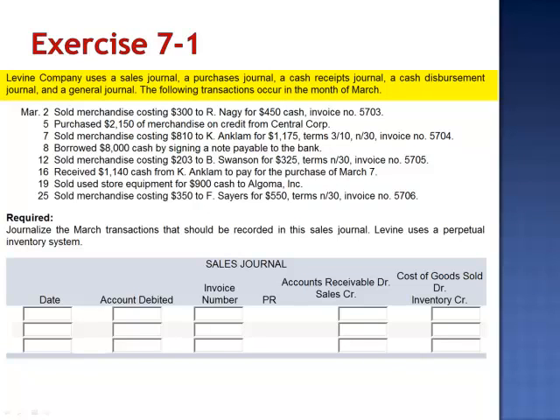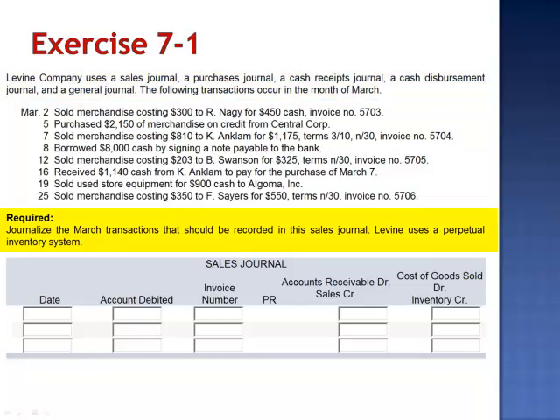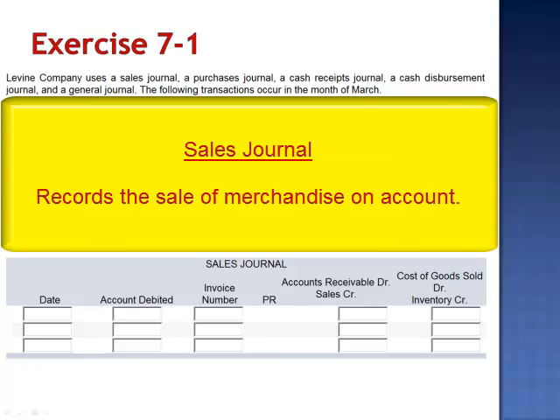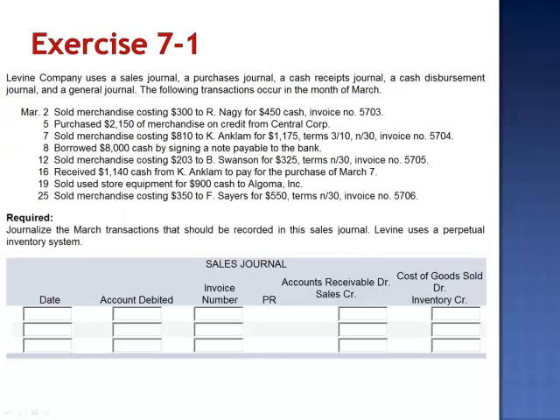Exercise 1. Levine Company uses a sales journal, a purchases journal, a cash receipts journal, a cash disbursements journal, and a general journal. The following transactions occur in the month of March, and we're asked to journalize the March transactions that should be recorded in the sales journal. Levine uses a perpetual inventory system.